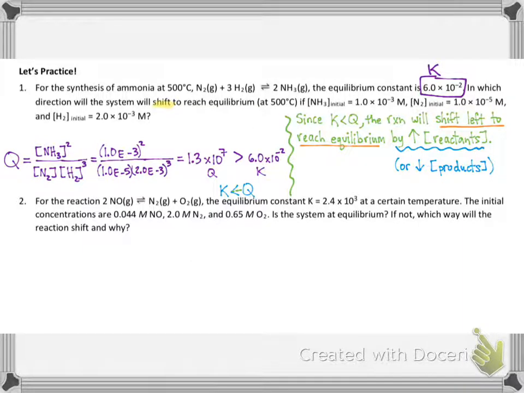Hey, guess what? There's a second one that you're going to try, and it'll be ever so much fun. So you try it, pause the video, and when you're ready to check your answer, unpause the video.